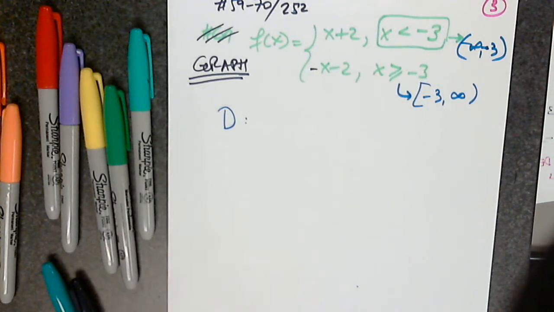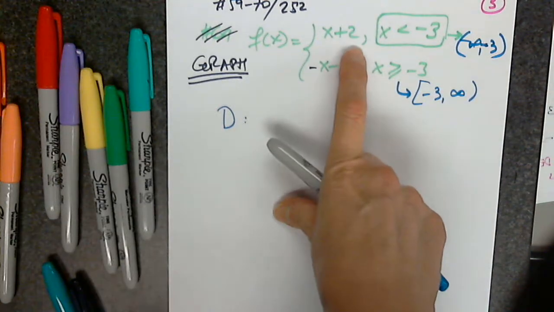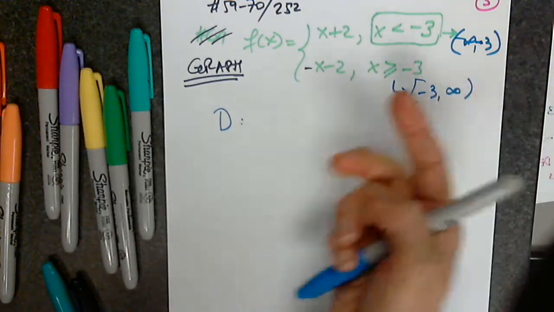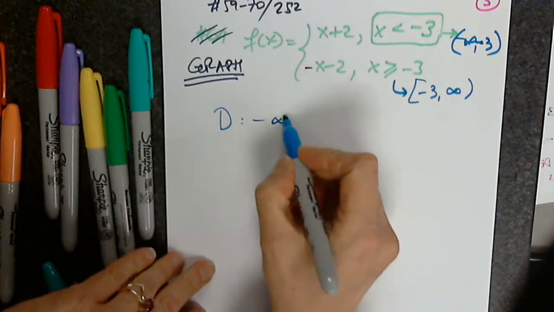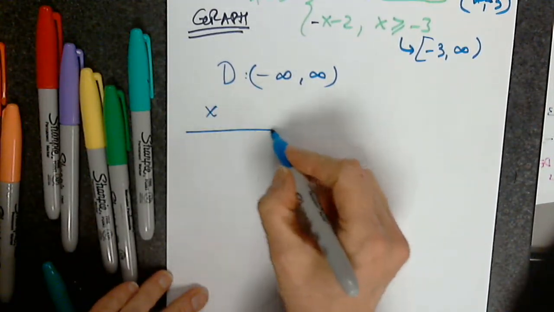The first branch, or the first function, covers between negative infinity and negative 3. The second one covers negative 3 to infinity. What will you conclude about the domain of f? I'm not talking about the domain of x plus 2. I'm not talking about the domain of negative x minus 2 because I have them here. I'm talking about the domain of the entire function. Do you all agree with negative infinity to infinity? Yes or no? Perfect. So that's how I start.